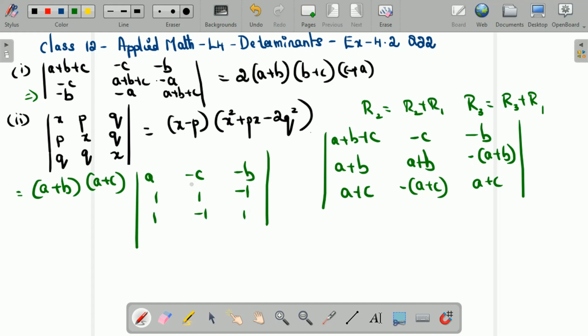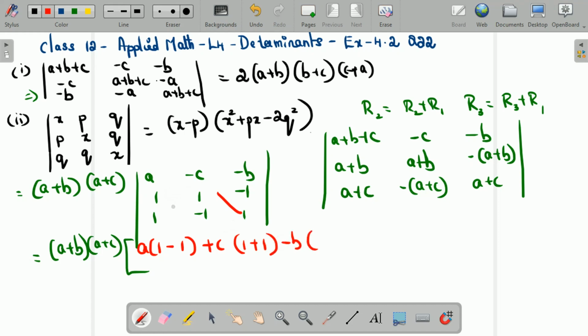Now we are going to do a direct evaluation, since these are simple values, you can directly evaluate the value of this determinant. So let's do it. So this is (a plus b) into (a plus c). Now for this determinant's value, this is going to be a into, this is 1, minus another 1, minus of minus c is plus c. This time it is going to be 1, minus of minus 1 is plus 1. Then there is a minus b, minus 1, minus 1.